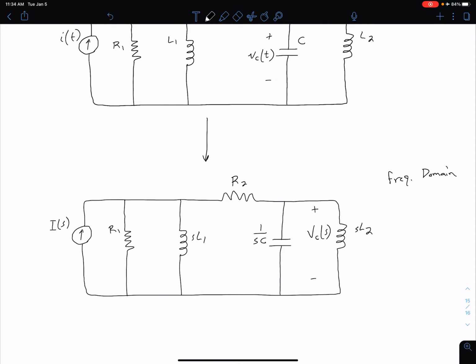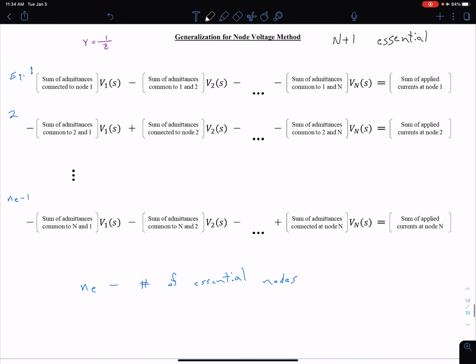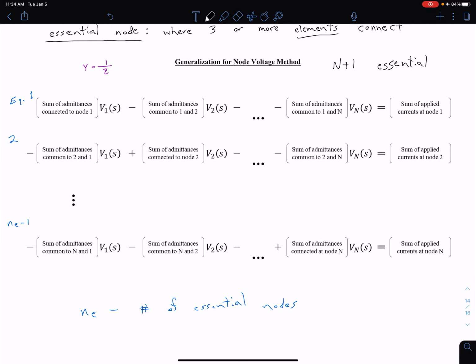So now we're ready to write our node voltage equation. So I'm kind of going to scroll back and forth between our equations. It might be helpful if you just have these up in front of you as well. That might work a little better.